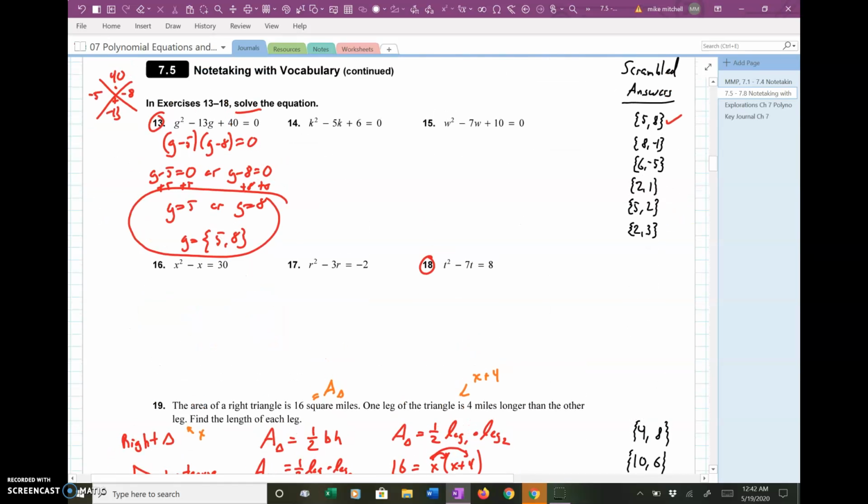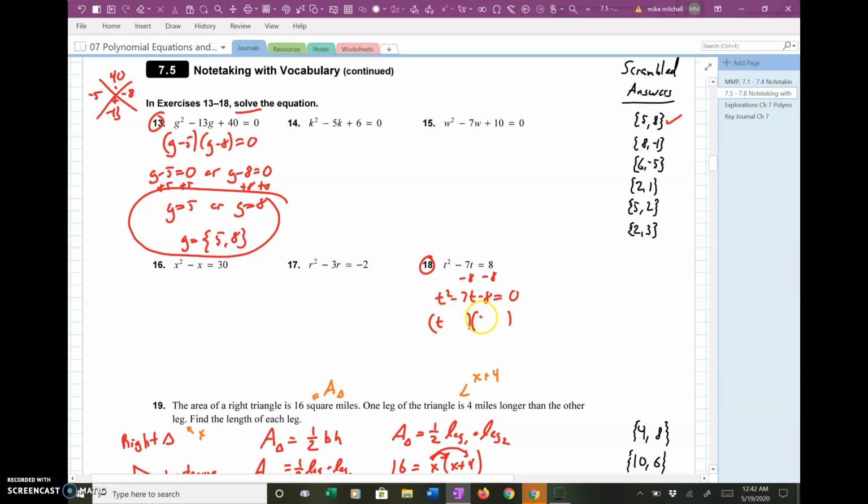Number 18. Now notice 13 we had equal to 0. To solve this I need an equal to 0. We like to keep this term positive, so that's good right now, so I'm going to leave that where it is. I'm going to minus 8. T squared minus 7t minus 8 equals 0. So I got to factor this.